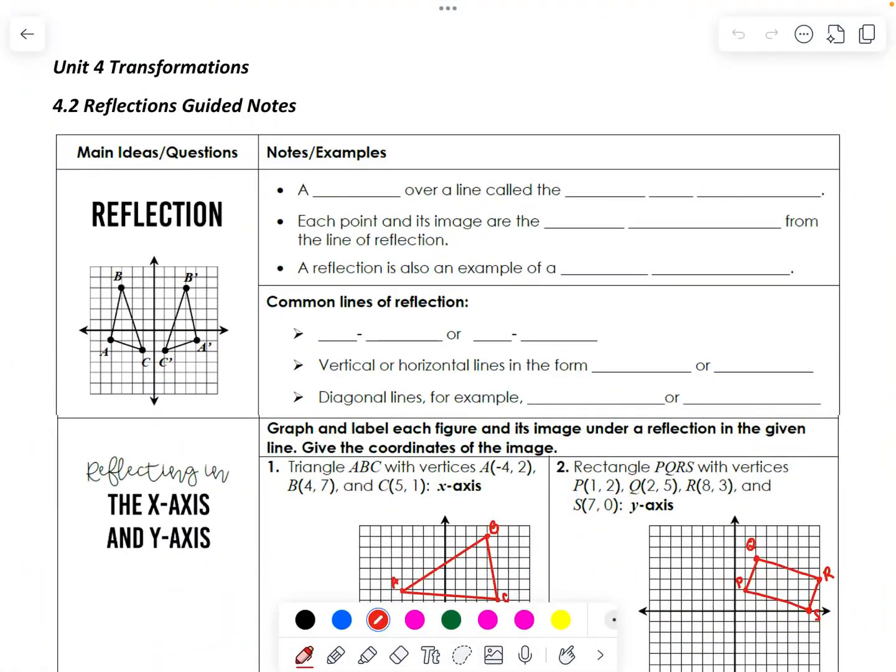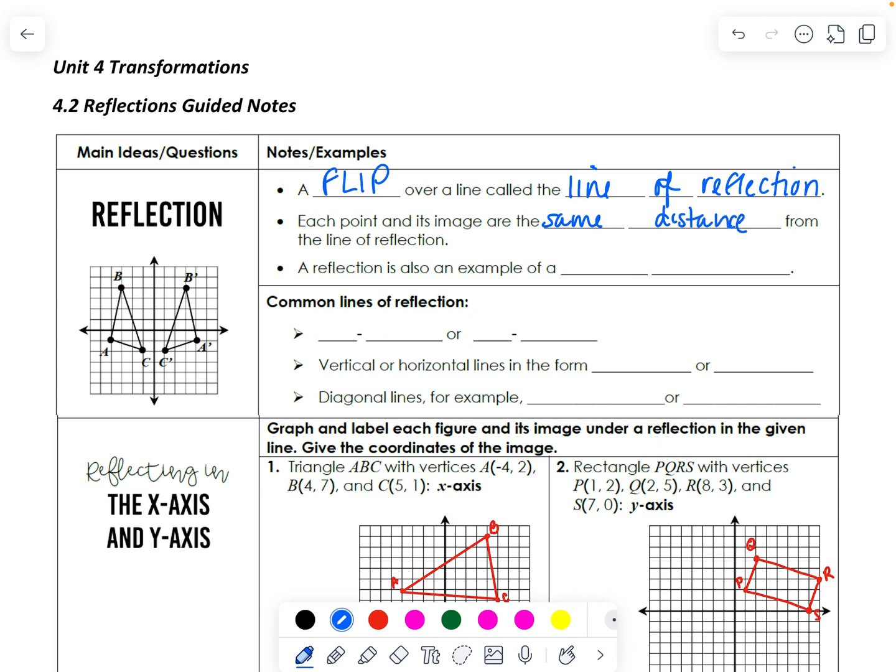So we are going to talk about our second transformation. We're going to be talking about a reflection. A reflection is a flip over a line called the line of reflection. Each point and its image, so our original point and the new image point, are the same distance from the line of reflection.